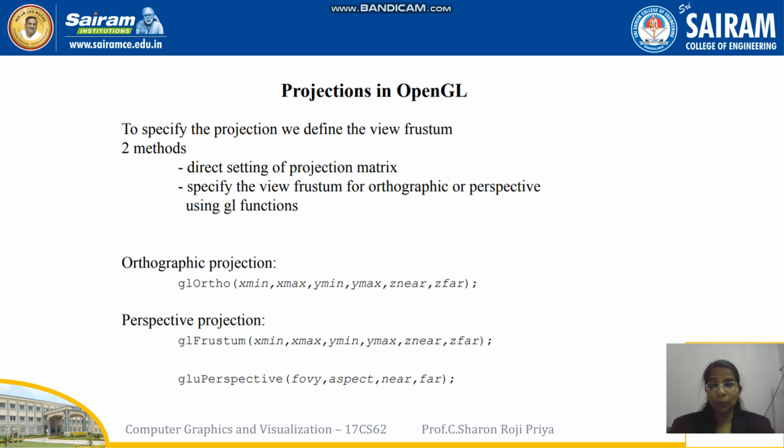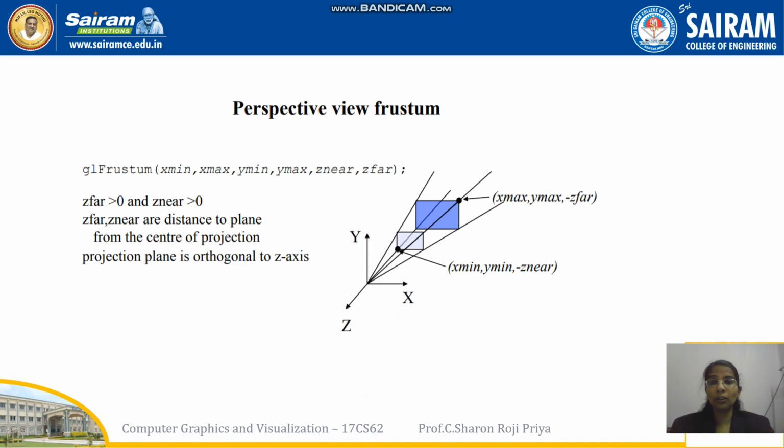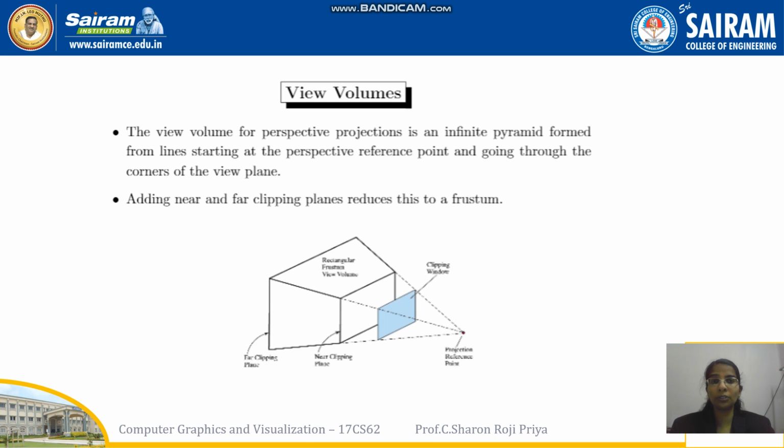If my projection is perspective projection, the view volume should be glFrustum. The parameters are the same: xmin, xmax and so on. We'll discuss what this glFrustum is. A frustum is nothing but an infinite pyramid that is made finite by adding two planes, the near plane and the far plane.